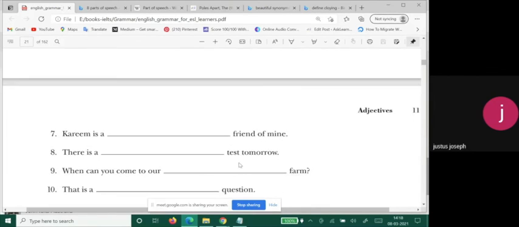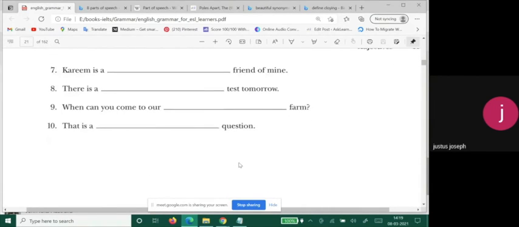Kareem is a close friend of mine. There is a dash test tomorrow. Surprise test tomorrow. There is a lengthy test tomorrow. There is a short test tomorrow. Right? There are many types. Okay. When can you come to our dash farm?